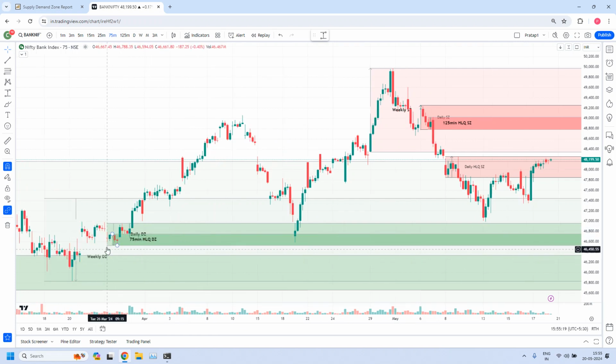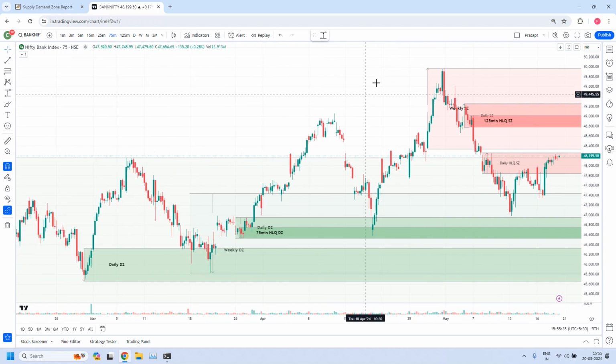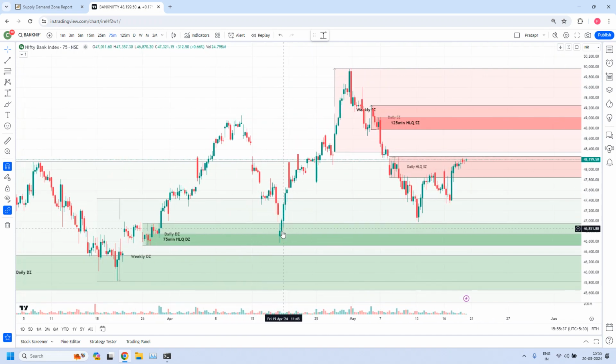Actually, at first impression, this does not look like a valid zone, but it is a zone because of this hidden candle. After that, see how much move this zone has given. It took you to the all-time high. That's why they are powerful zones.